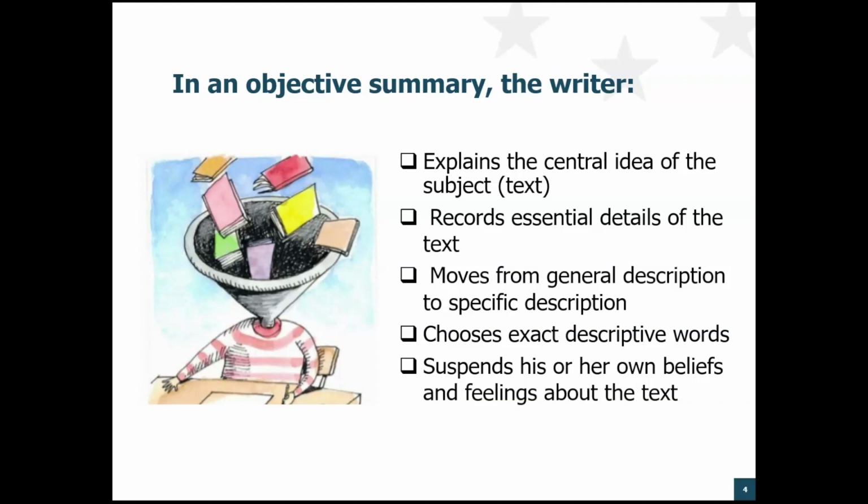Remember, in an objective summary, the writer does the following: explains a central idea, records essential details, typically moves from general to specific description, chooses exact descriptive words, and suspends his or her own beliefs about a text.